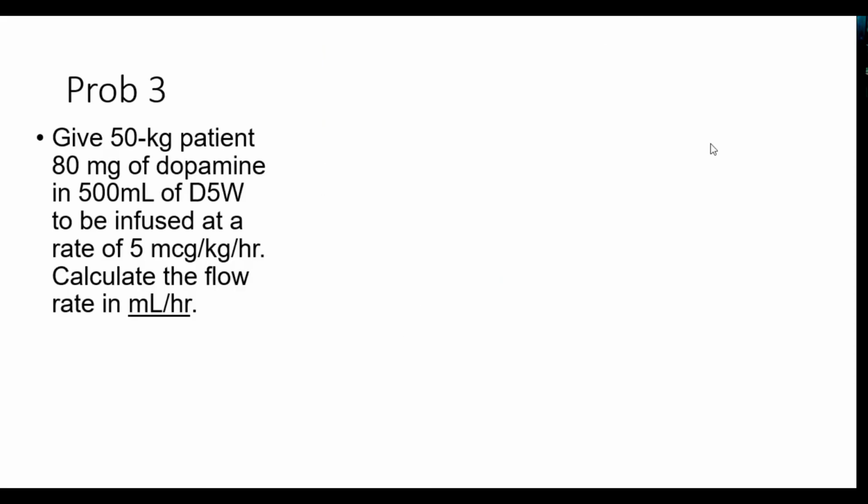Problem number 3. Given a 50 kilogram patient, 80 milligrams of dopamine in 500 ml of D5 water is to be infused at a rate of 5 microgram per kilogram per hour. Calculate the flow rate in ml per hour. Now, examining this problem, it might give you a shock having such a lot of numbers in it. The first thing that we have to do, given this problem in your NCLEX or whatever licensure examination, is just to relax and analyze one by one all the given information.